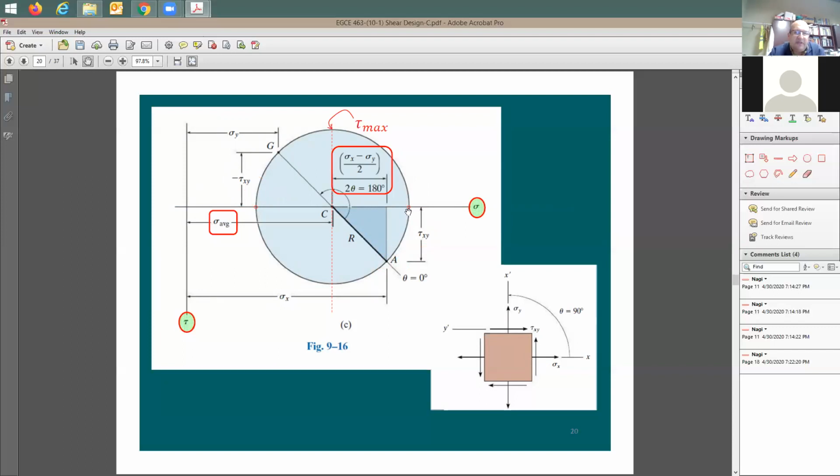The maximum shear stress can happen at another angle. Here's the maximum shear stress. If you take this vertical line, it's going to intersect with the circle at 2 points, the top and the bottom, and with that you're going to have tau max on both sides. We're not interested in this tau max, we're more interested in these principal stresses.